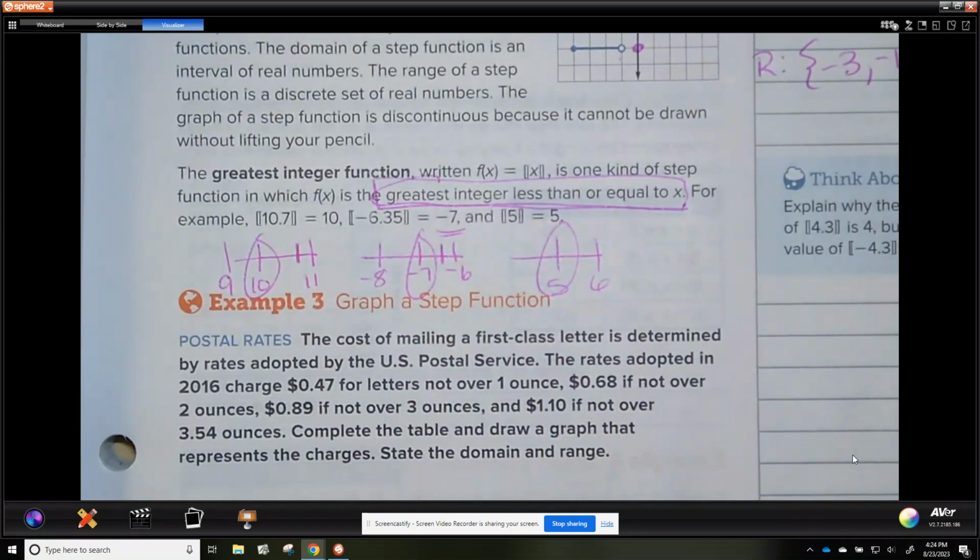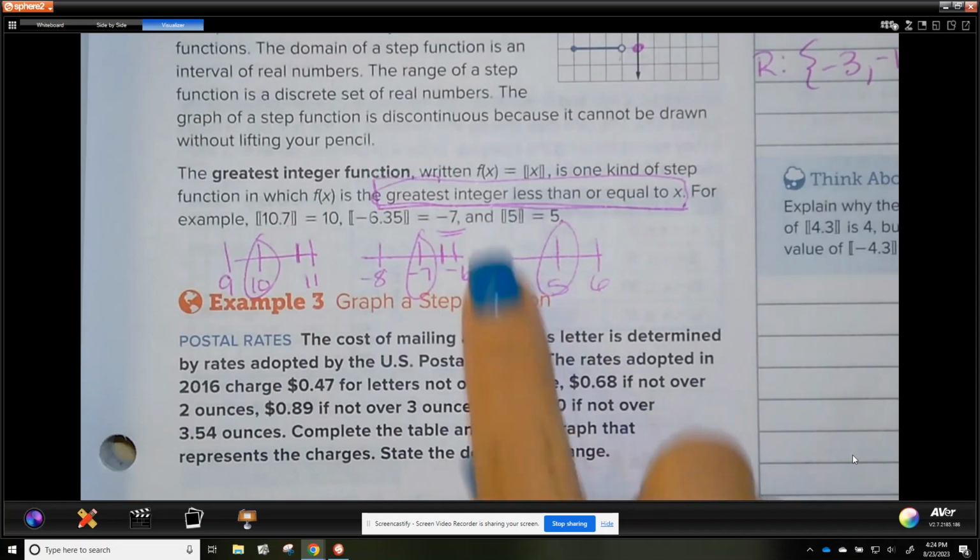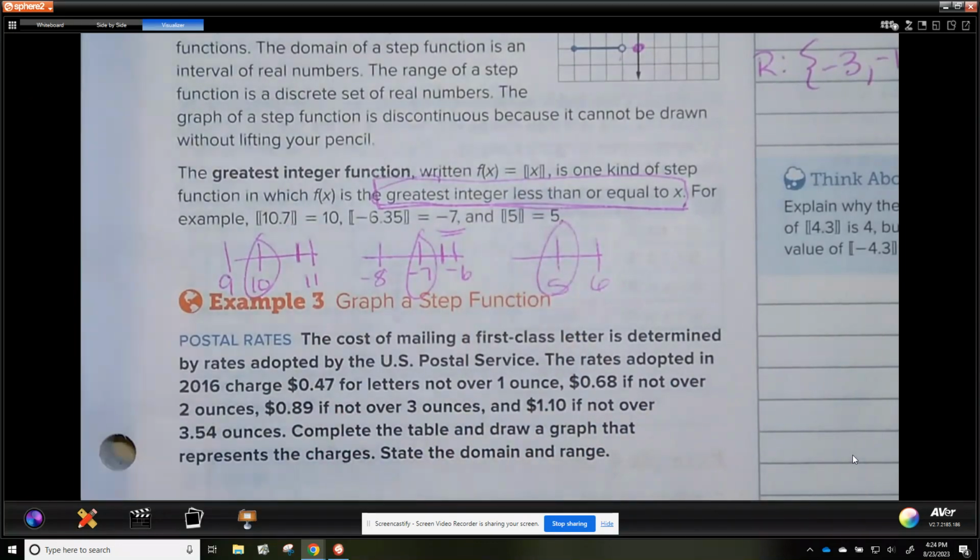The graph looks like a step function. It is a step function. So if you see a graph like this, it's a step function.